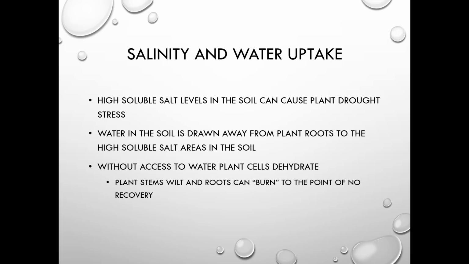So salinity can also affect water uptake. High soluble salt levels in the soil can cause plant drought stress, and these soluble salt levels are usually attributed to a lot of fertilizer. So the water in the soil is drawn away from the plant roots to the high soluble salt areas of the soil, and without access to the water, plants dehydrate, and then the stems wilt and roots can burn to the point of no recovery.